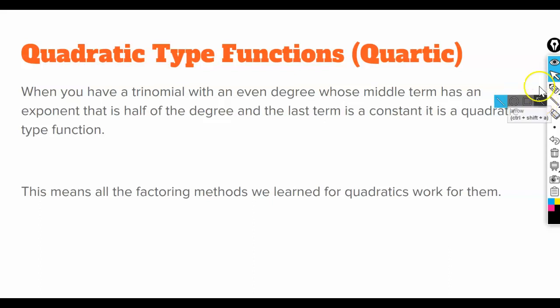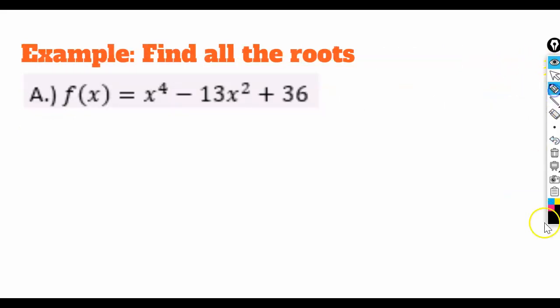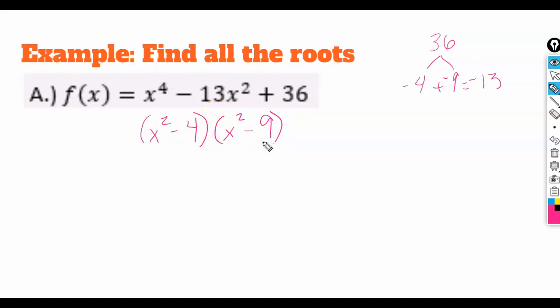and quadratic factors are. So if we look at this example, it is 3 terms, 1, 2, 3. It does have an even degree, it's to the 4th power, and the middle term is x squared, which is half of that. So this is a quadratic type, which means I can think of 2 numbers that multiply to equal 36 and add to equal -13. I believe -4 times -9 will do that. So that means that this factors to be x squared minus 4 and x squared minus 9.